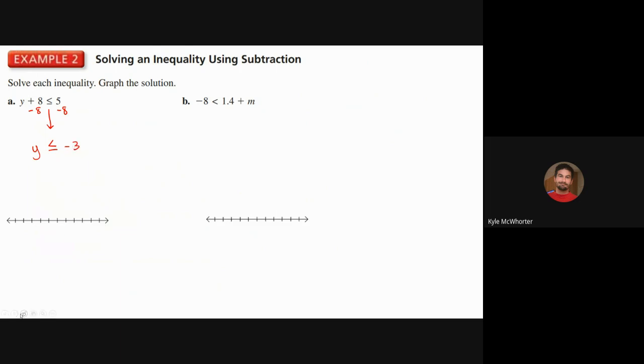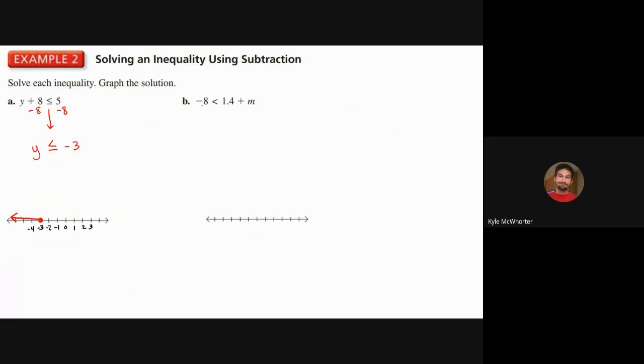So then we need to put numbers on our number line. We need -3, so say 0, 1, 2, 3, -1, -2, -3. And then to graph that, we got y less than or equal to -3. So at -3, we're going to have a closed circle showing that -3 can be a solution. And then we also are going to go to the left where the y values would be less than -3.